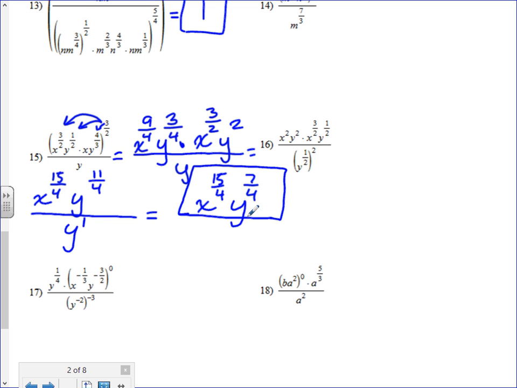You understand? Where are you? 11 over 4 minus 1. So it's 4 to y. The 2 y says 9 over 4, 3 over 2.